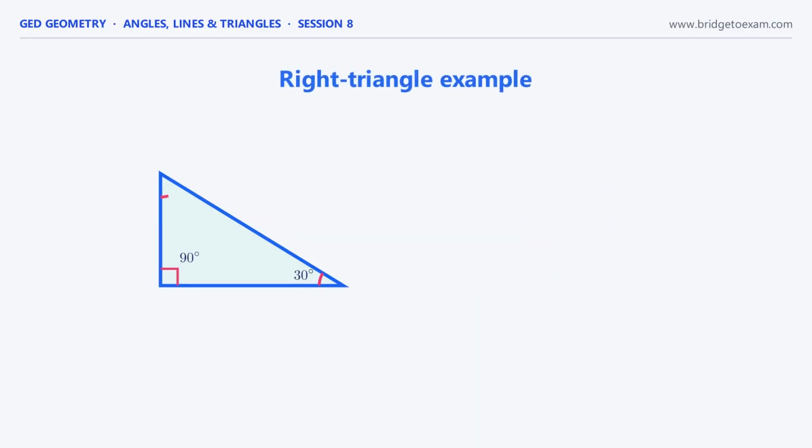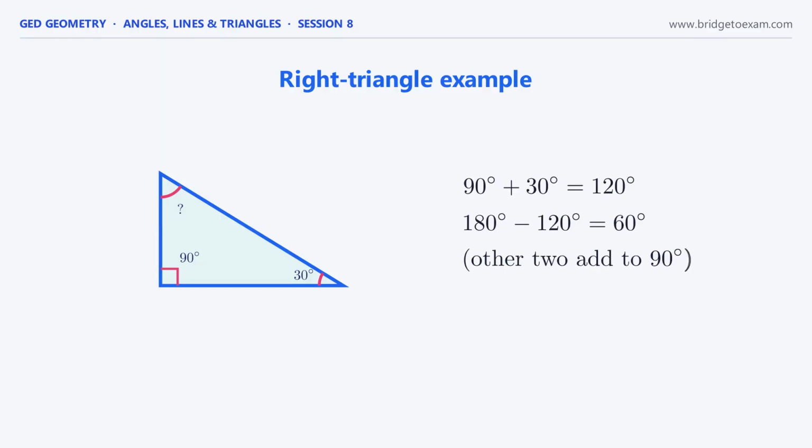Here's a right-angle version. Suppose one angle is 90 degrees and another is 30. Add them. 90 plus 30 is 120. Subtract from 180, and the third angle is 60 degrees. Notice a handy shortcut for right triangles. Since the right angle already takes 90, the other two angles must add up to just 90 between them.